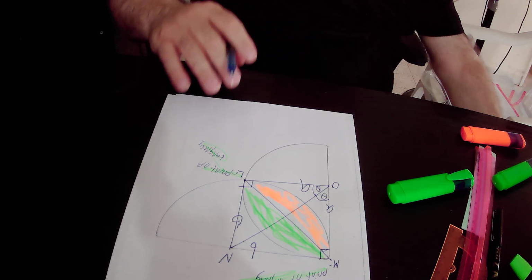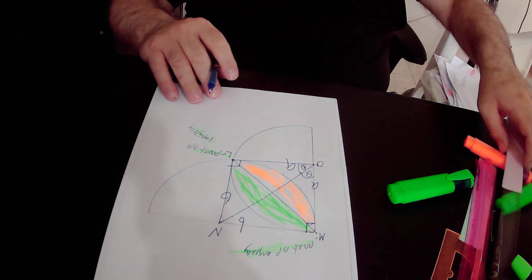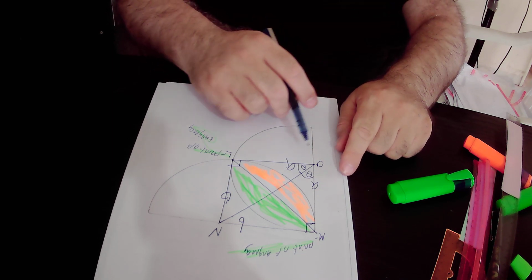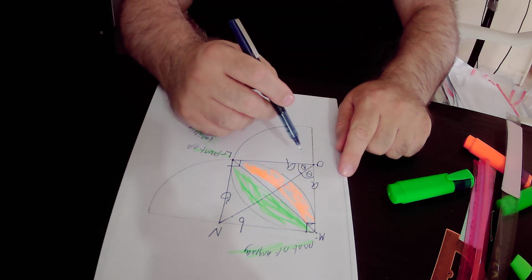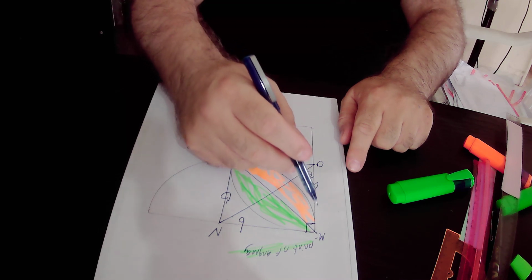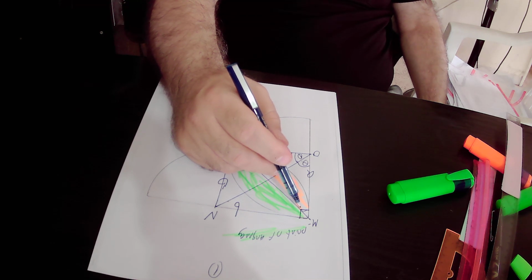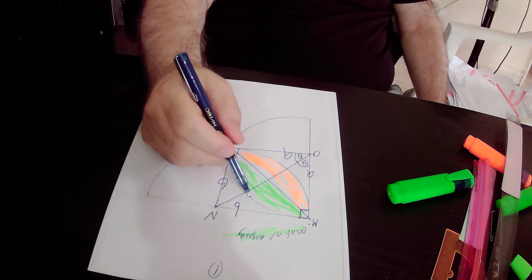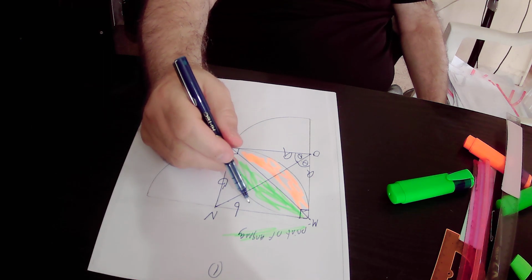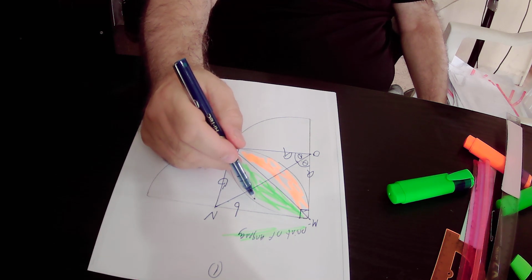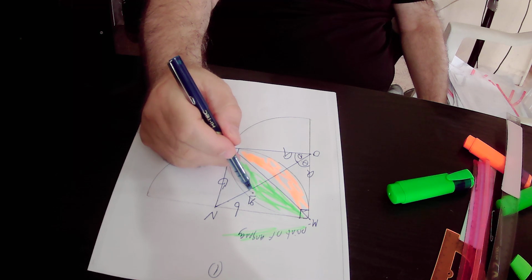Here, if you focus on triangle ONM, this angle equals theta, and this angle equals 90 degrees. In terms of radians, 90 degrees is pi over 2 radians. So this angle must be equal to 90 degrees minus theta, or pi over 2 minus theta in terms of radians.